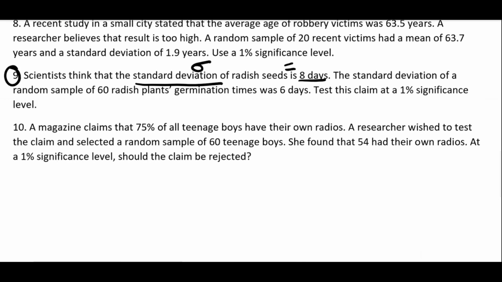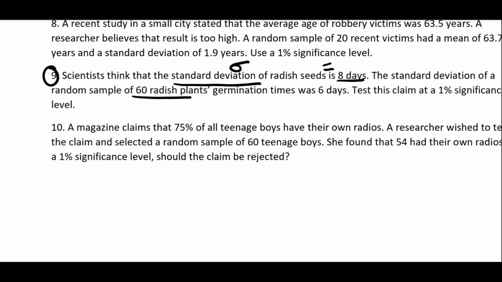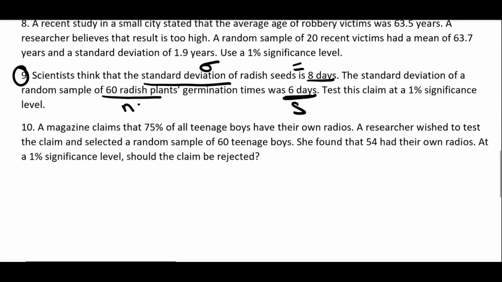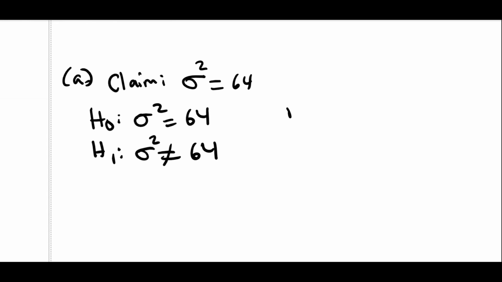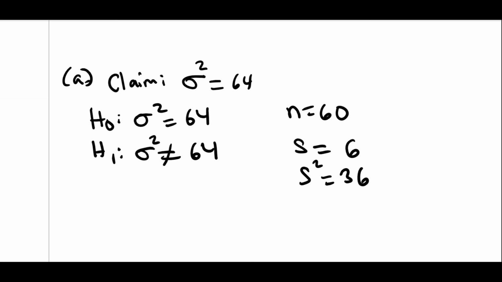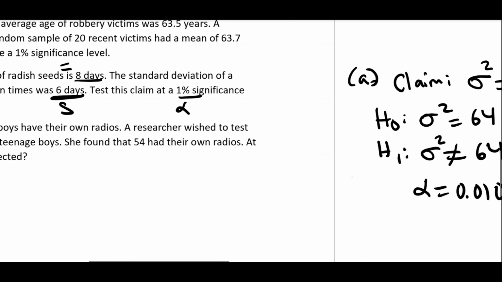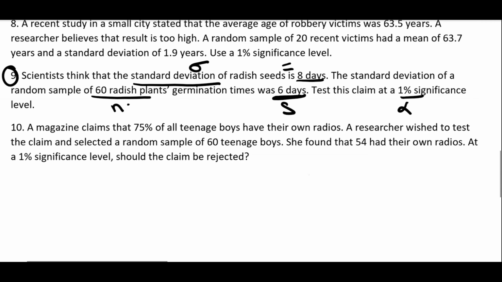Okay, so now it says the standard deviation of a random sample of 60 radish plants, that's my n, is 60. The standard deviation for the sample was 6 days, so that's my s. And my alpha is 0.01. So we have n is equal to 60, s was 6 days, which means that s squared has to be 36, and alpha is 0.0100, my 1%. Okay, so that's all that they gave us.